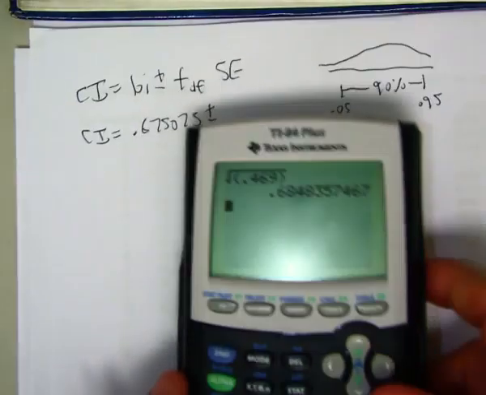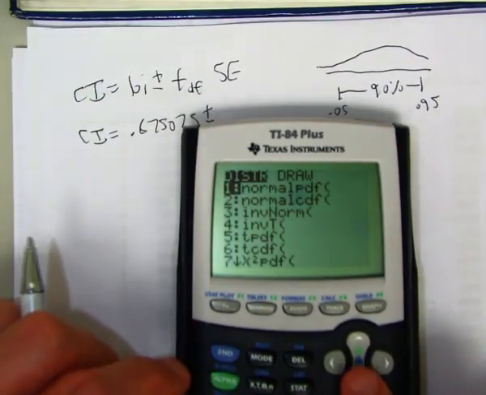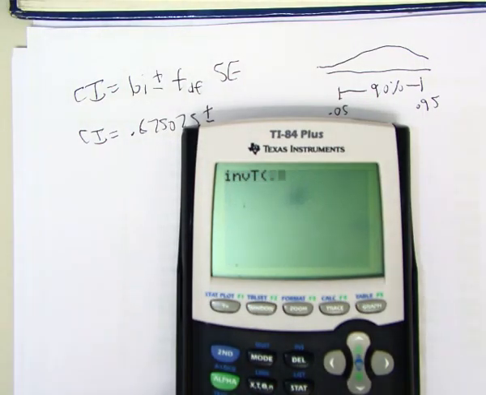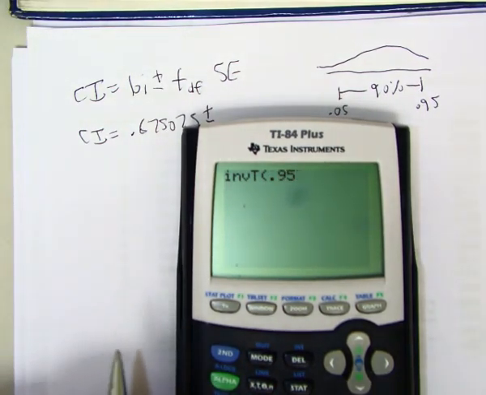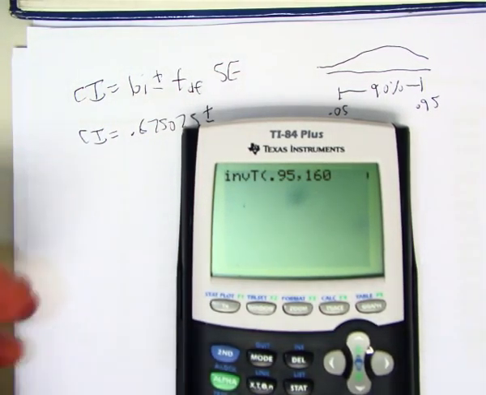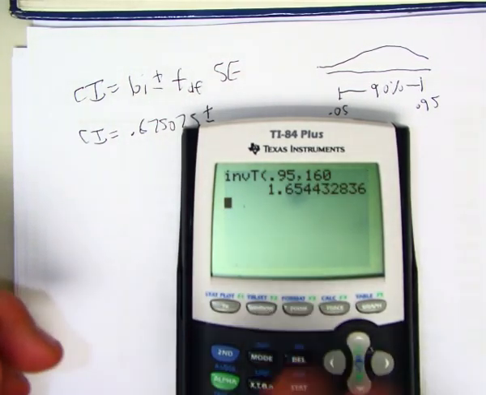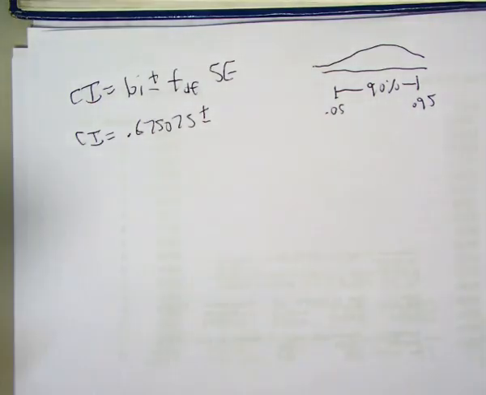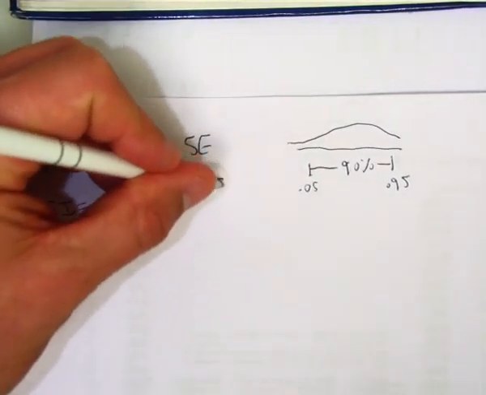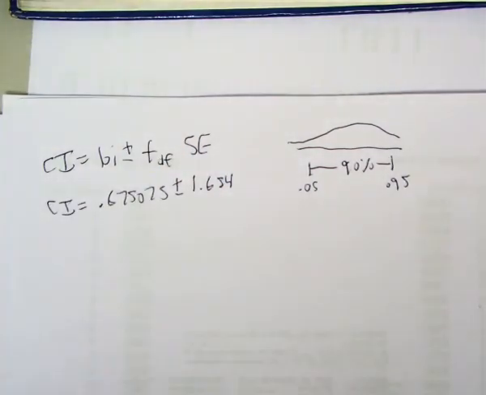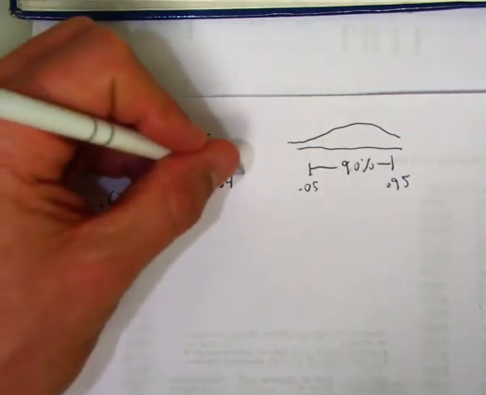So that's it. So let's do inverse t, 0.95. And there's 160 degrees of freedom in this problem. So our t value is 1.654. And then our standard error from the regression output is 0.0568.